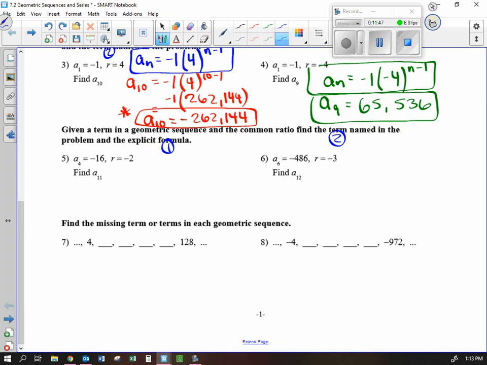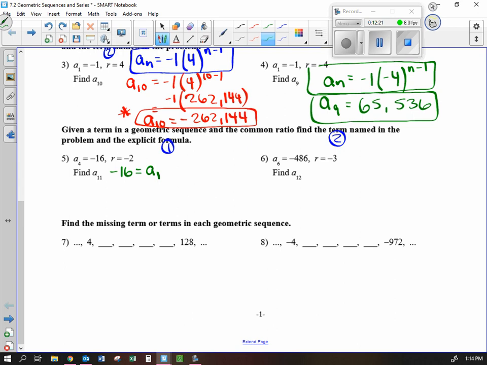Looking at the given information, a sub 4 equals negative 16, and r, our common ratio, equals negative 2. We're going to set this up with those given values. Using our explicit formula, we set this up as a sub n is negative 16, equals, now, a sub 1 we don't have, and that's what we're going to be solving for in this first step before we go and find a sub 11.